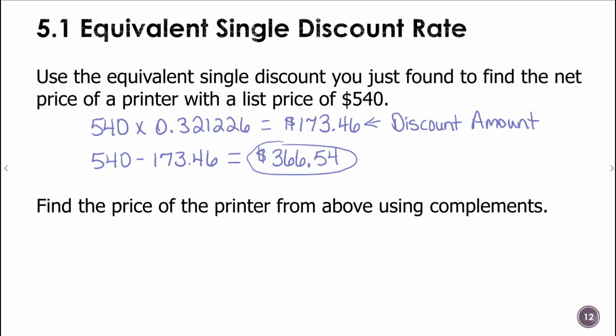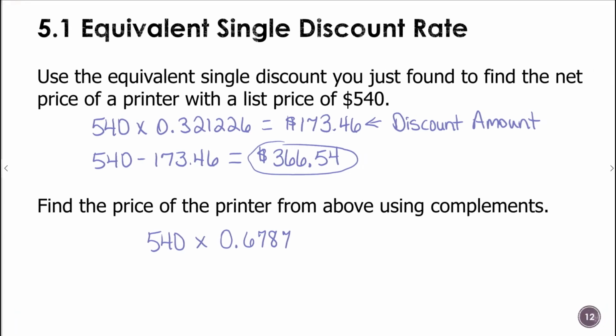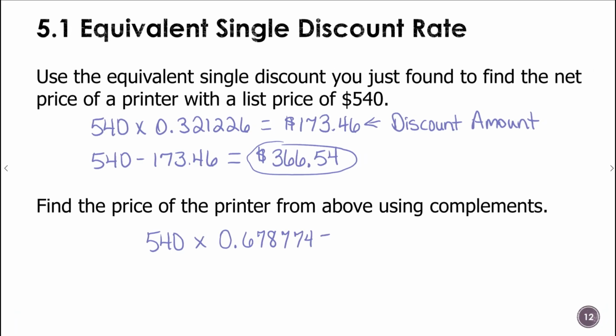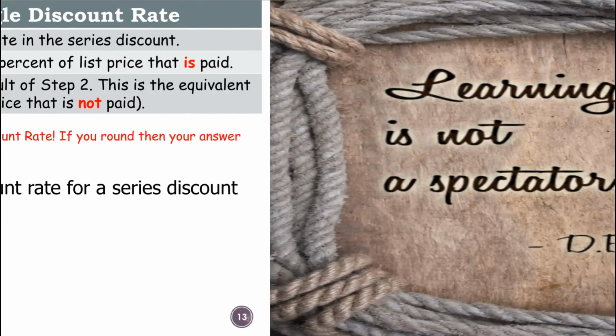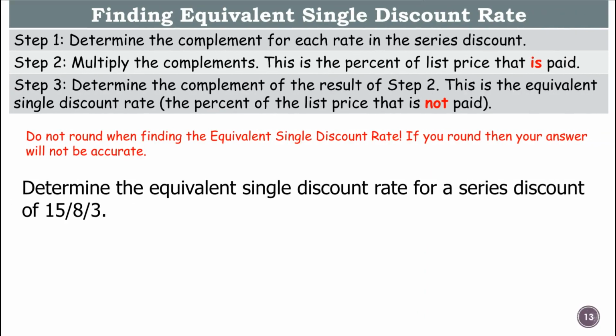Okay. And then it says find the price of the printer from above using complements. Well, we already know what we would get if we multiplied the complements. Remember, the complements were 0.83, 0.87, and 0.94. And so we would just multiply 540 by 0.678774, which is the quicker way. We get the same thing, 366.54, the very same answer that we got above, but I believe it is a little quicker when you use the complements. So it goes faster.